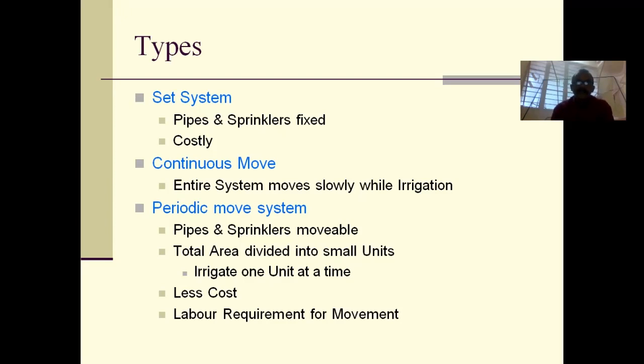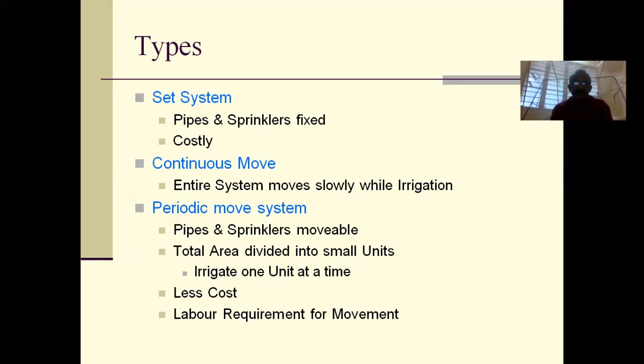In this system, the pipes and the sprinklers are movable. The total area that has to be irrigated is divided into small units. At a time, only one unit is irrigated. After one unit is irrigated, the pipes and sprinklers are moved to the nearby unit and irrigation is done. This is a less costly system than the set system.